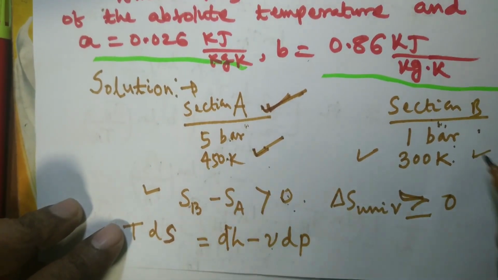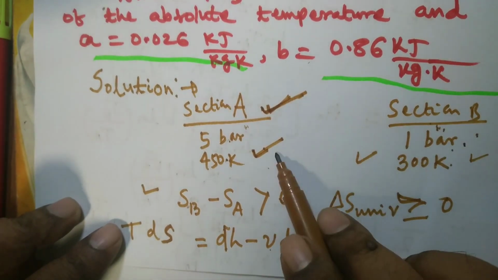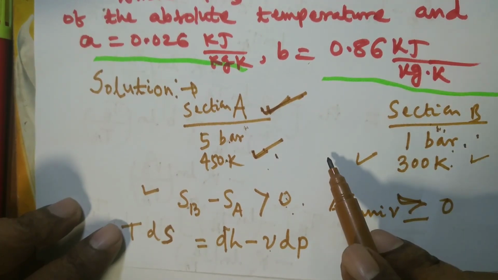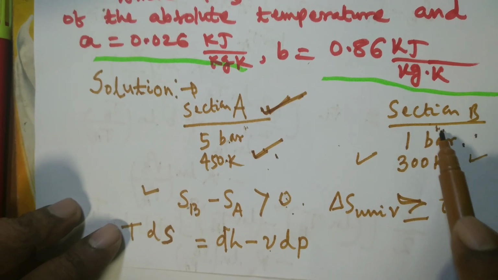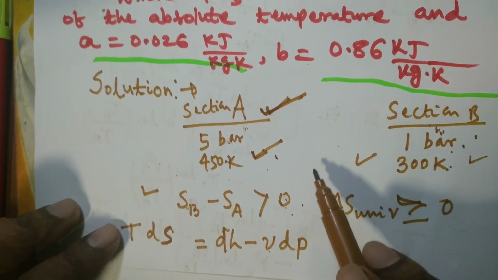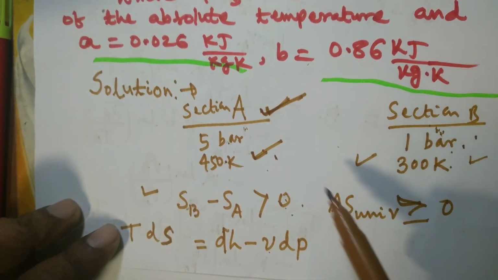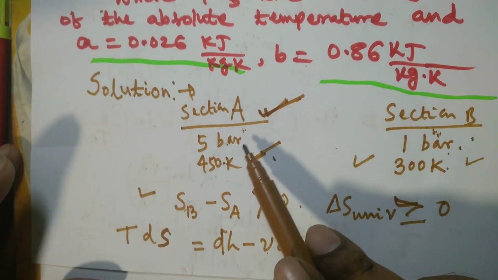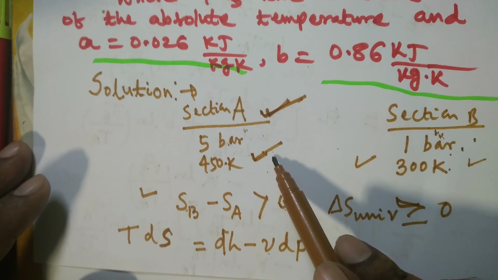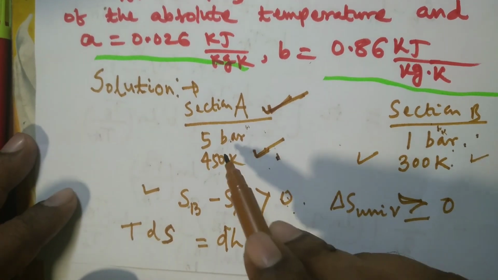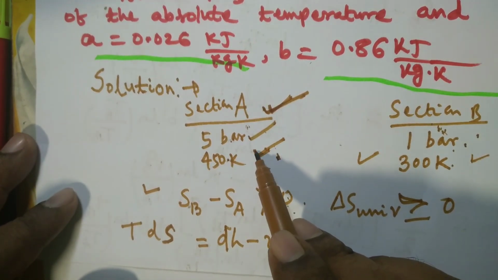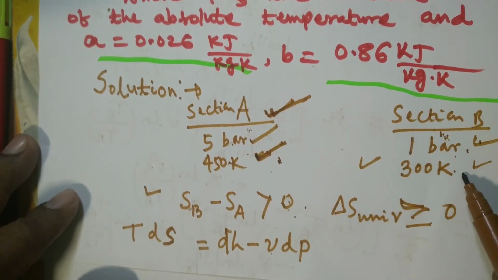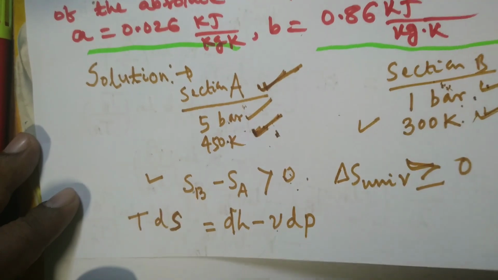Because we calculated SB minus SA and it came out to be positive, the process is feasible, because SB minus SA is nothing but delta S universe for this process, and if it is greater than 0 it means this process is feasible. So the flow is possible from A to B. So A is the inlet section. That means inlet pressure is 5 bar and outlet pressure is 1 bar, and inlet temperature is 450 Kelvin, outlet temperature is 300 Kelvin.